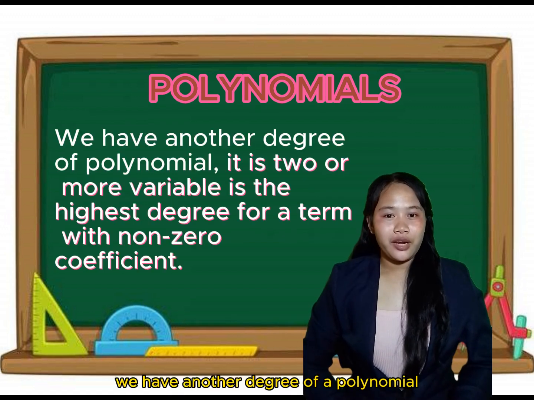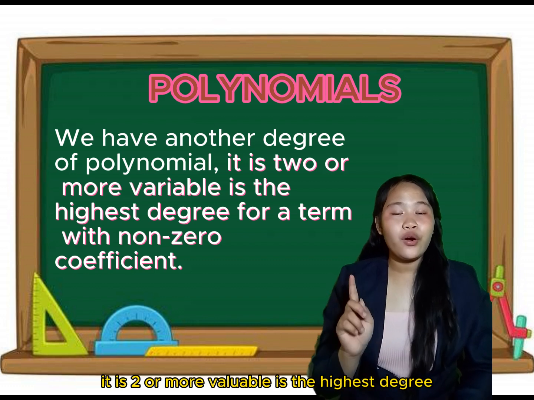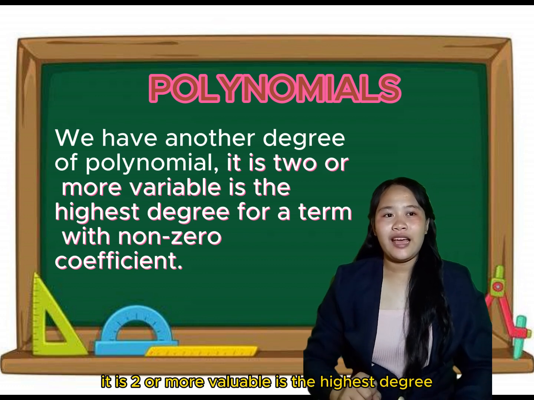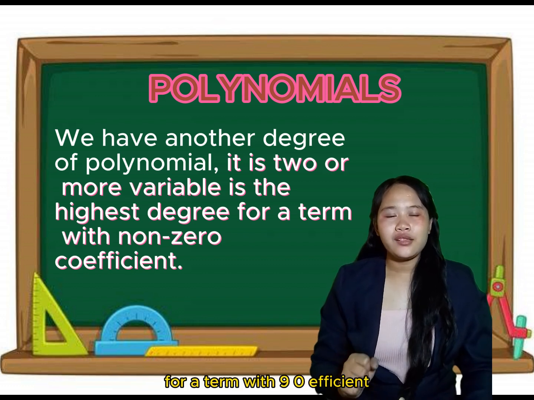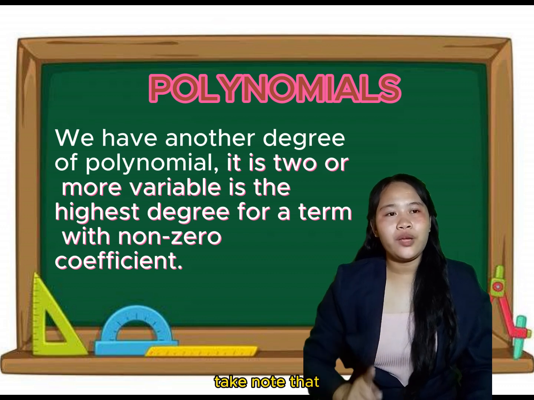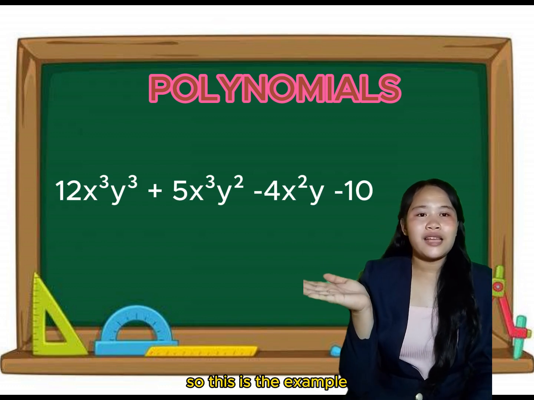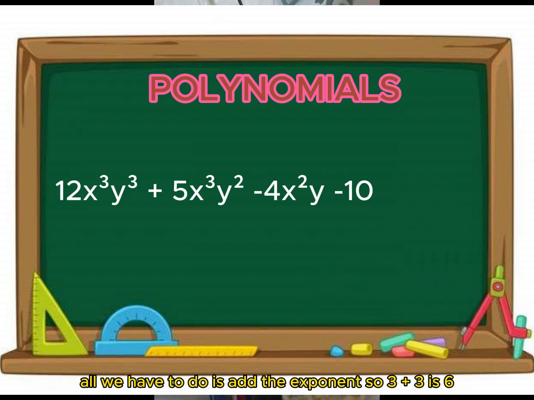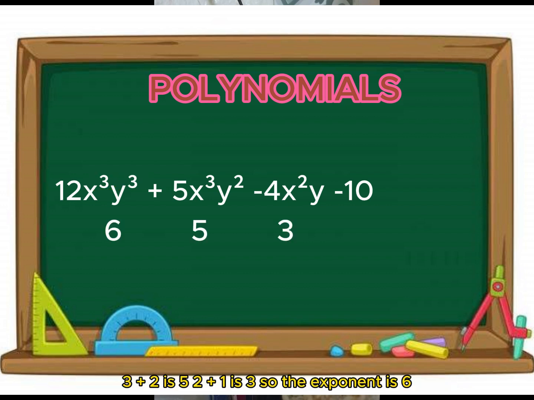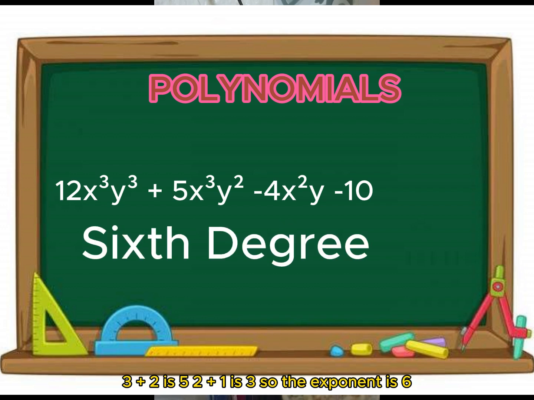We have another degree of a polynomial, for two or more variables. It is the highest degree of a term with a non-zero coefficient. Take note that we will get the highest exponent of the term. So this is the example. All we have to do is add the exponents. So 3 plus 3 is 6. 3 plus 2 is 5. 2 plus 1 is 3. So the highest is 6. That will be 6th degree.